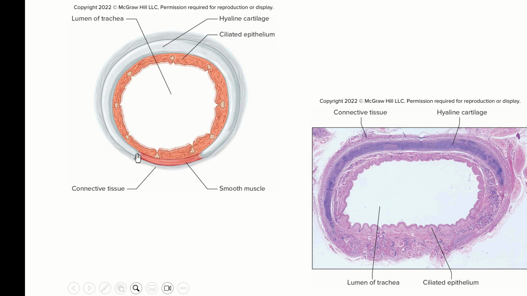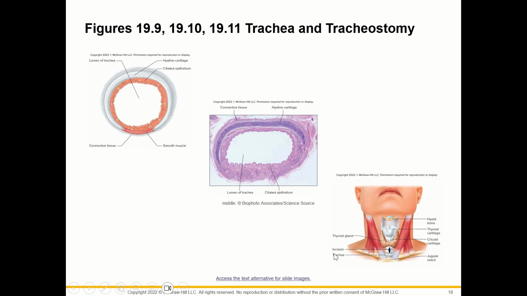And then here's the smooth muscle and connective tissue made of collagen that forms the posterior wall of the trachea, and the esophagus would sit right behind it. And there you go. This is a tracheotomy here, showing it cut open.